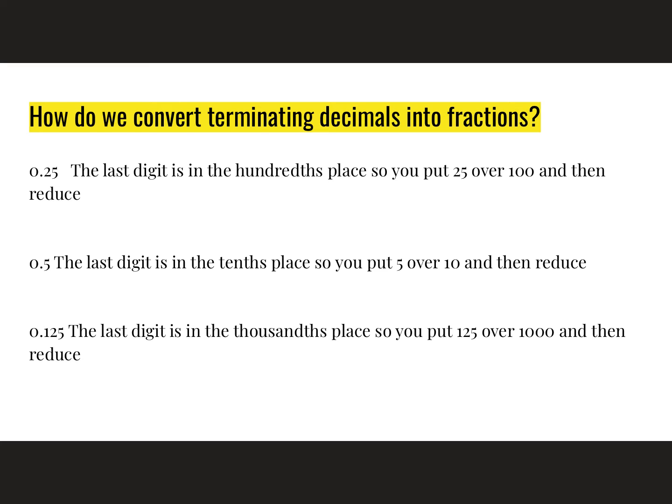So how do we convert terminating decimals into fractions? Well, that's real easy. We look for where the last digit is. In this case, 0.25, the last digit is in the hundredths place, two spaces past our decimal. So we're going to put the 25 over 100 and then reduce it. So 25 over 100, and I know that 25 goes into both, so I'm going to divide top and bottom by 25, and it equals 1 over 4.